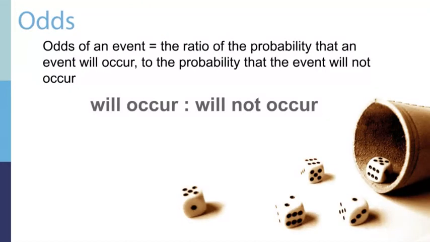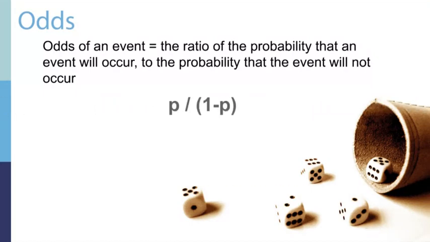In statistics, we refer to odds as the ratio of the probability that an event, such as a disease, will occur to the probability that the event or disease will not occur. Odds are sometimes used in epidemiology due to their convenient mathematical properties. We will use P as the symbol for a probability. The mathematical formula for odds is P divided by the quantity 1 minus P.